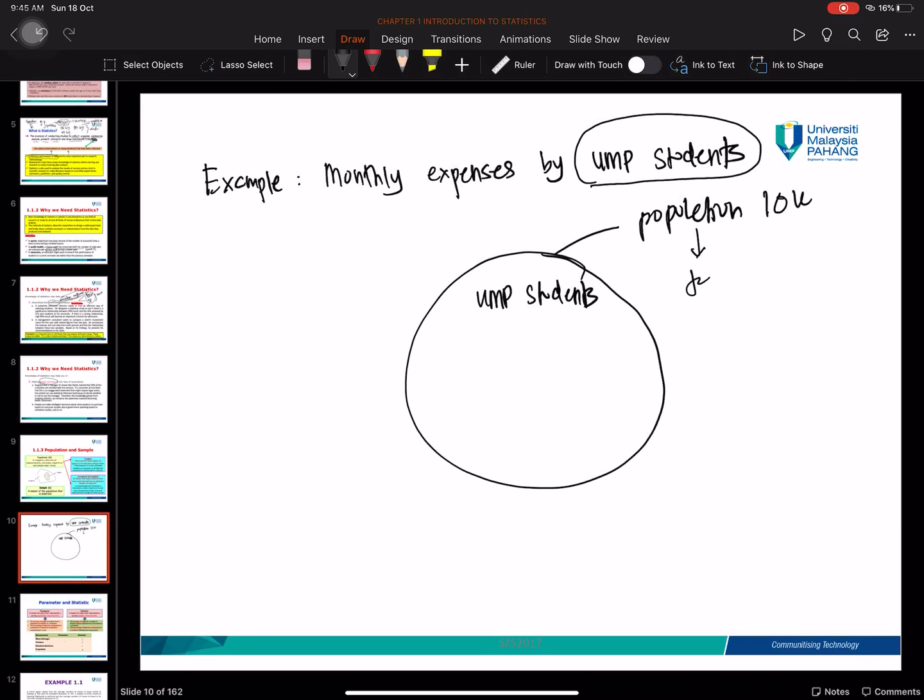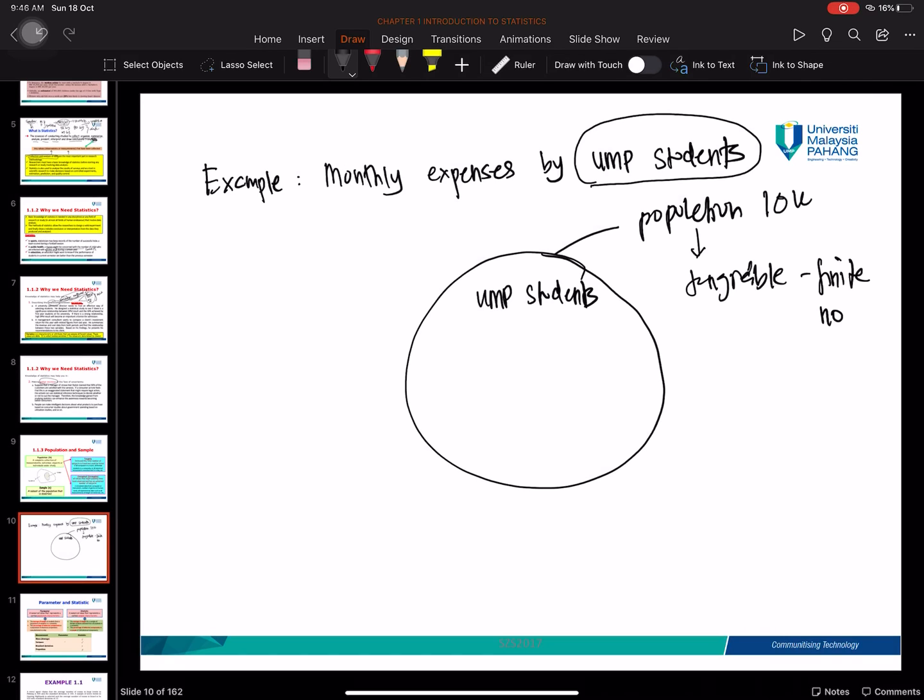So this population is tangible, a finite number. An infinite number, for example, we do more in zoology research. We are talking about fish or the number of bacteria. It is an infinite number. So if you have an infinite number of population, it is conceptual.